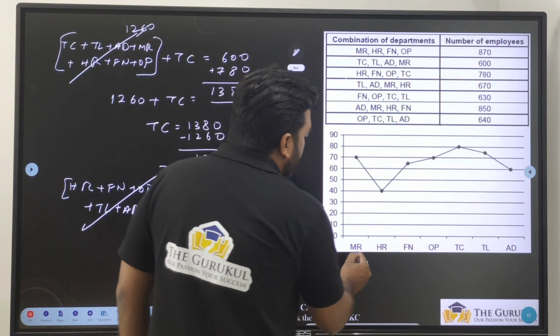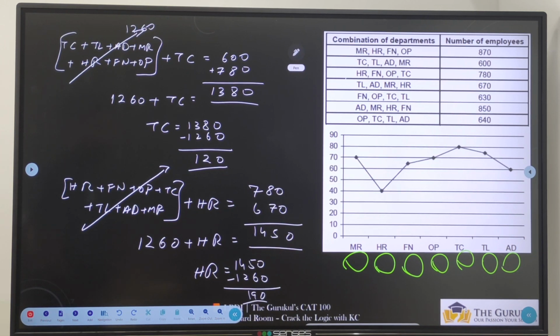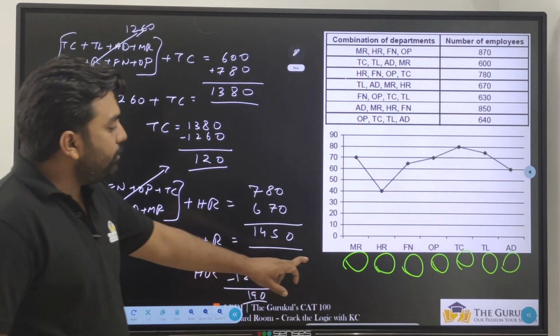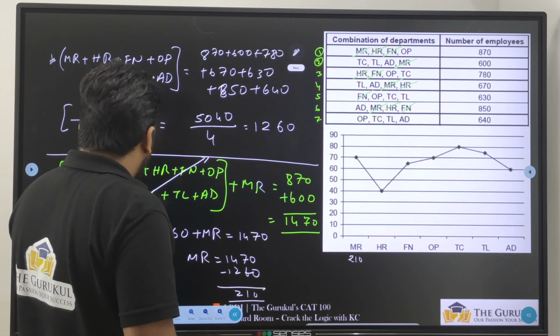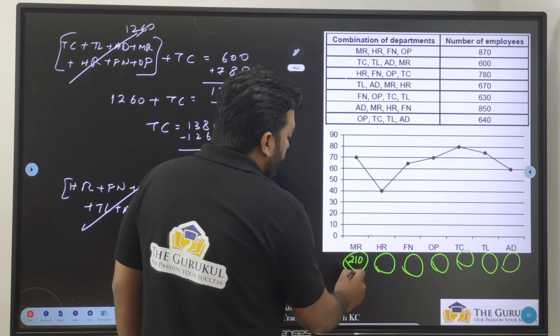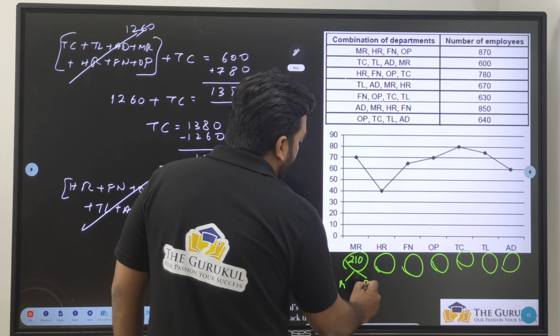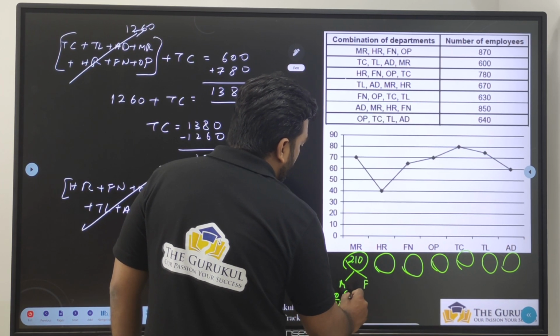Similarly, find these total values. Clear? That is the first part of the question. Now once I know this total value, let us say MR is 210. If I know the MR value is 210, out of 210 I have male and female. Male are 70% of 210.